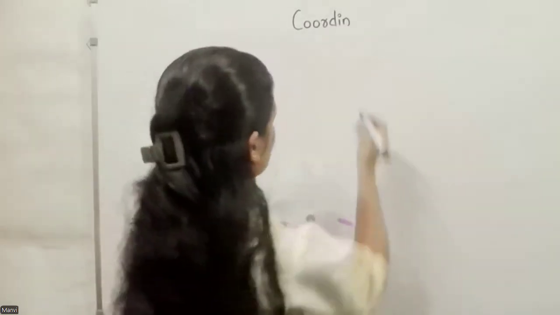Discuss about two different topics. One is coordinates and the second one is Venn diagram. So first we begin with coordinates.